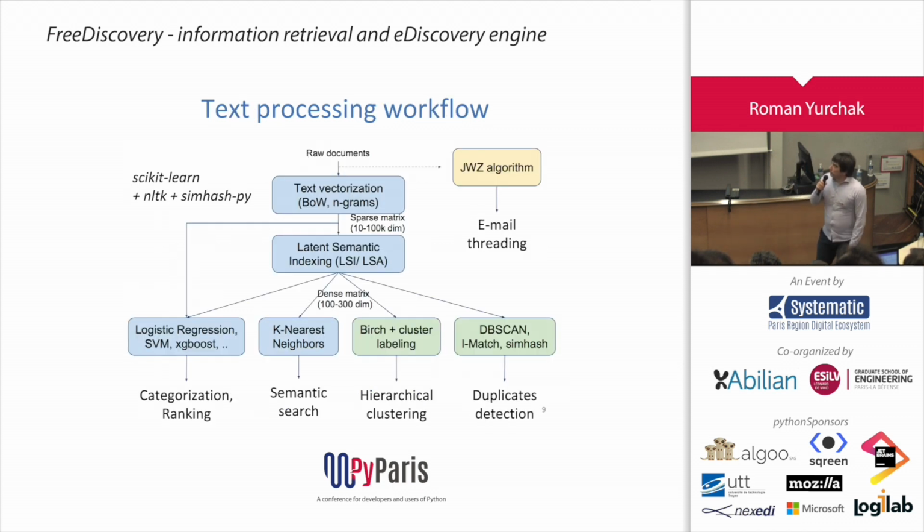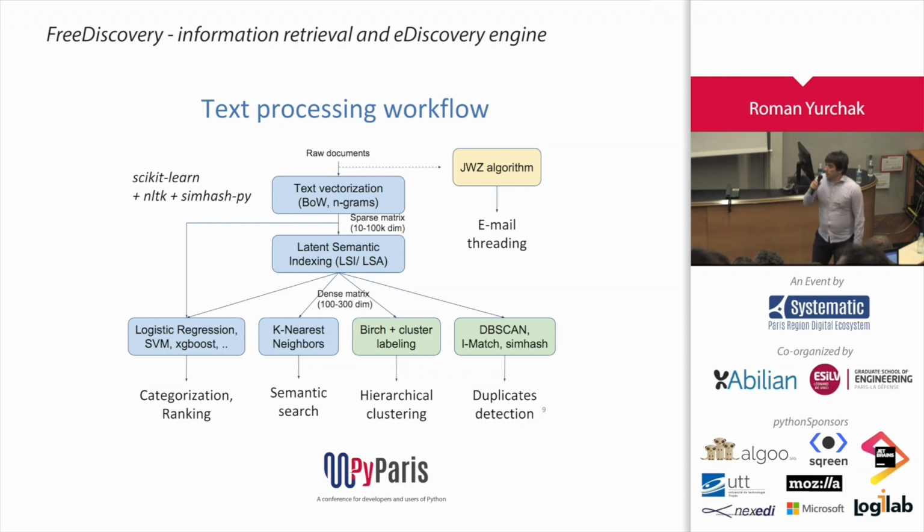So let's walk through the text processing workflow, which is a fairly standard and conventional processing workflow for text. We start by vectorizing text using a bag-of-words model or n-grams, which gives us a sparse matrix for each text document. Then we do a dimensionality reduction using latent semantic analysis, or LSA, which gives us a dense vector for each document. And finally, we apply the processing algorithms to this.